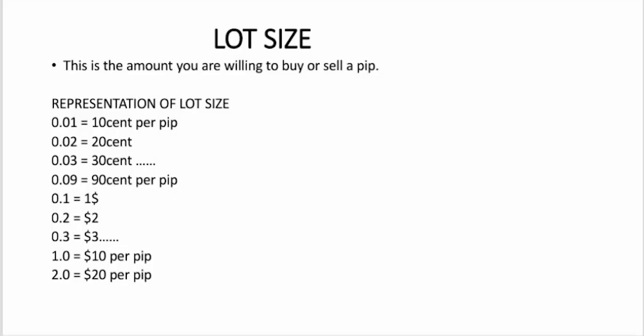Lot size. This is the amount you are willing to buy or sell a pip. From the MT4 platform for trading currency pairs, this is the representation of the lot size. 0.01 is equal to 10 cents, that is if you're using a dollar account, that is your base currency is the United States dollar. So the 0.01 represents 10 cents. 0.02 represents 20 cents. 0.03 represents 30 cents. The 0.1 represents $1. 0.2 $2. 1.0 $10.